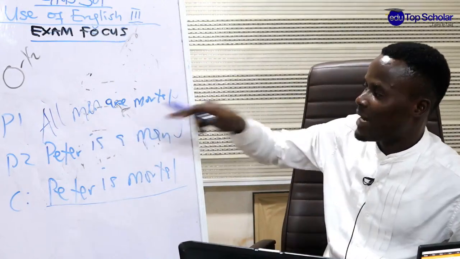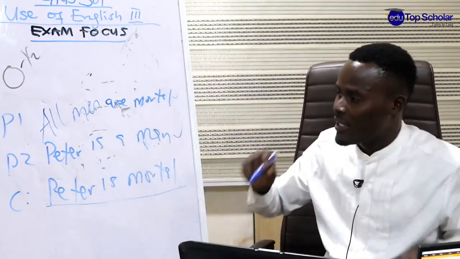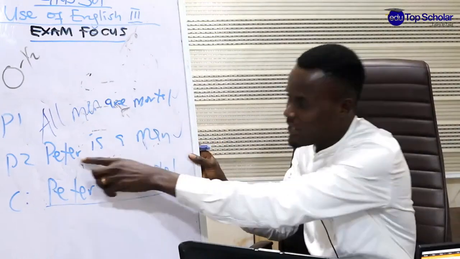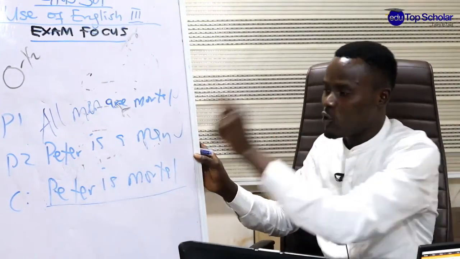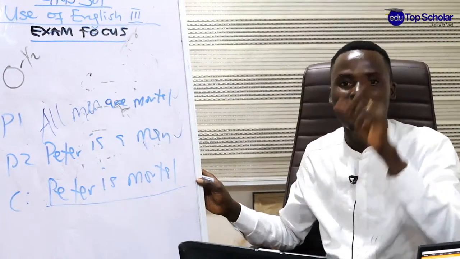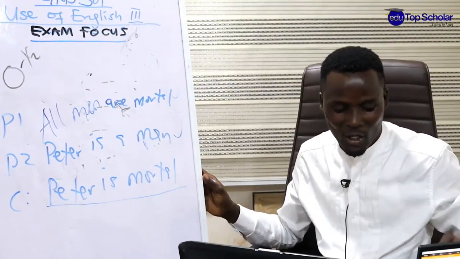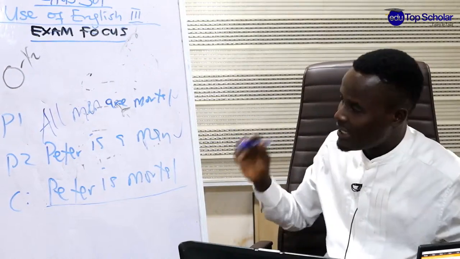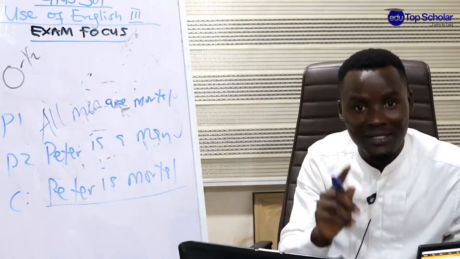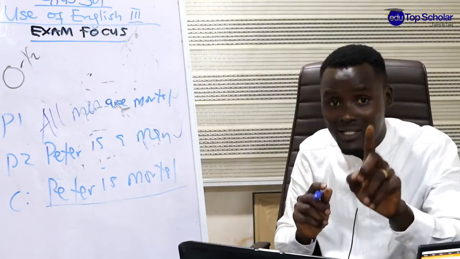So all men are mortal. The word mortal means all men will die. We are now saying there is a guy whose name is Peter. He's also a man. Conclusion: Peter is mortal. Peter is going to die. So the question is, is this argument valid or invalid? Now, this argument is valid. Why? It's valid because of this.